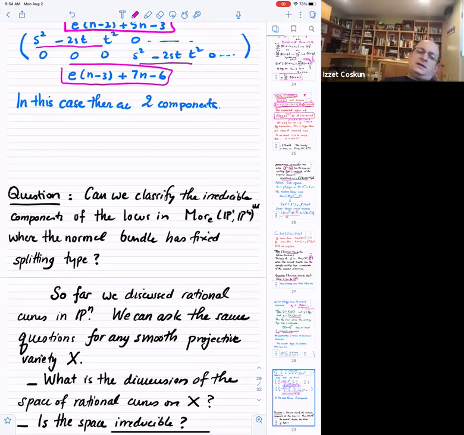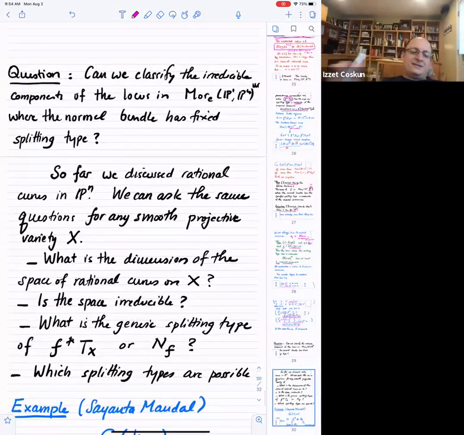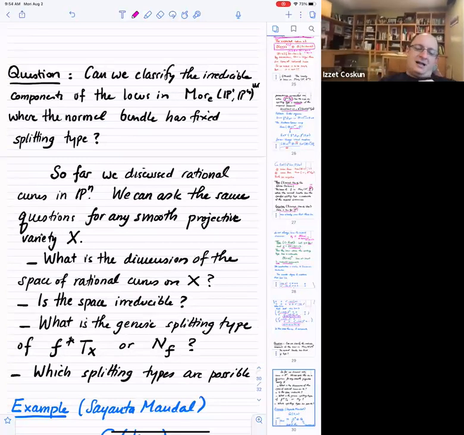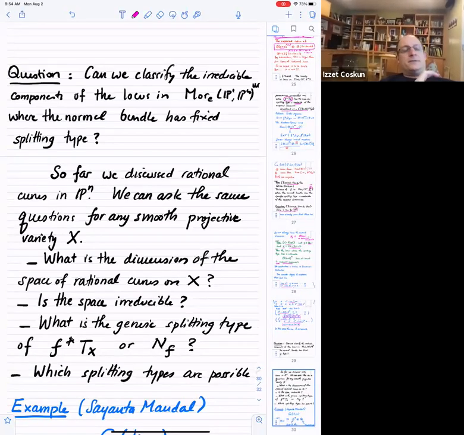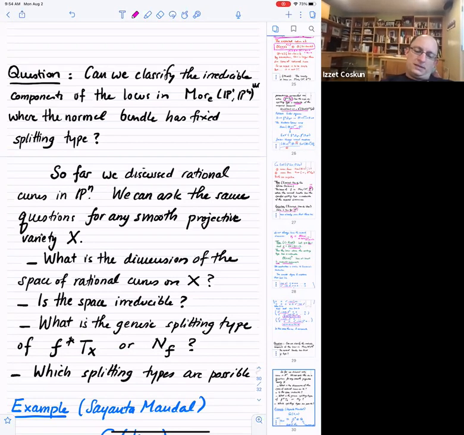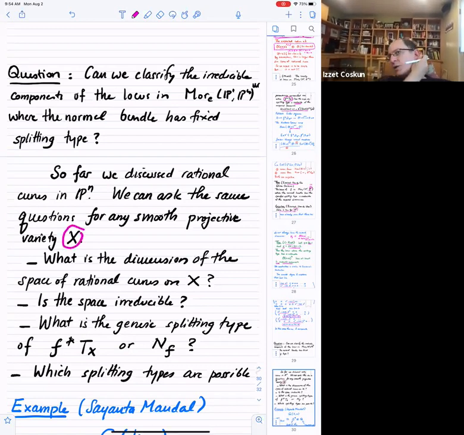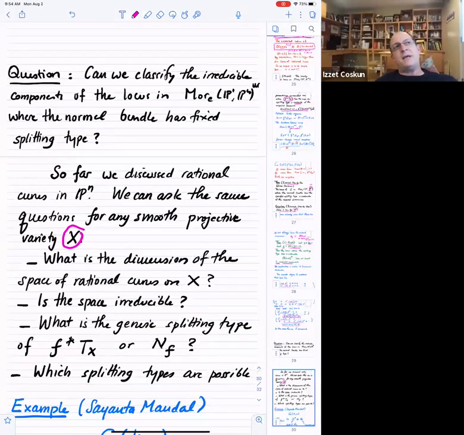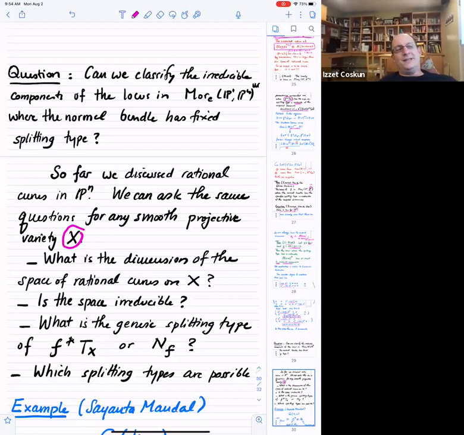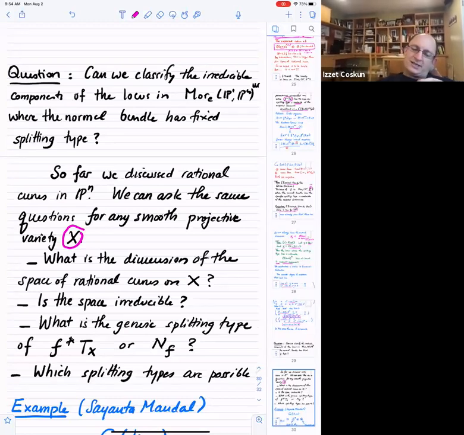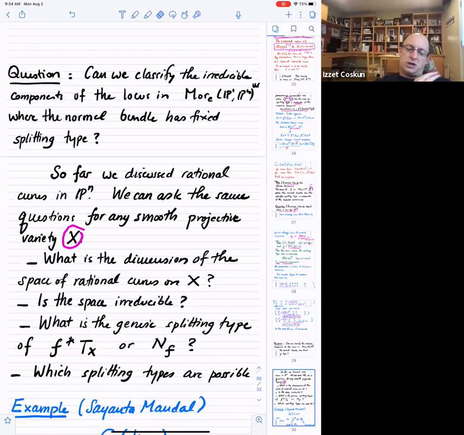Okay? In the next lecture, I'm going to talk about rational curves in other varieties and computing their normal bundles there. But you can ask these questions no matter what variety you give yourself. So you give yourself a smooth projective variety, say that it has lots of rational curves, like the varieties that people especially study, Fano varieties, for instance. These rational curves really control the geometry, as we're going to see next time, right?